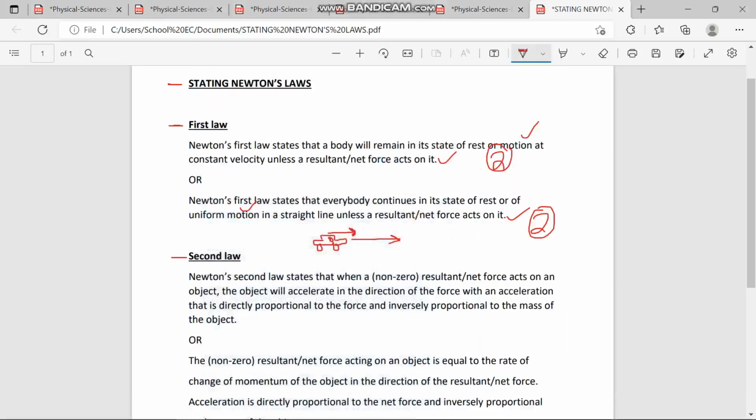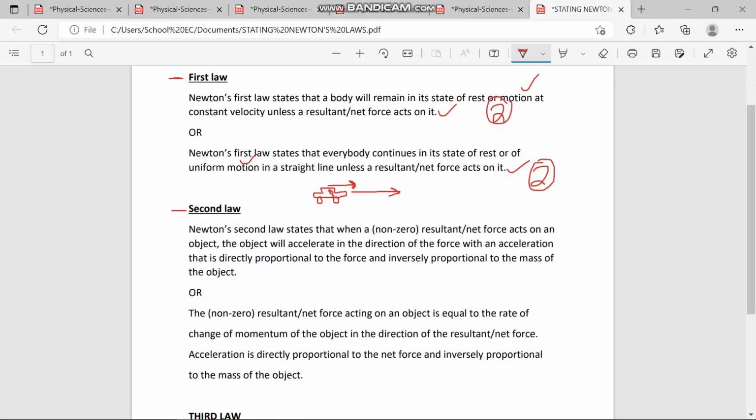Let's move to Newton's second law. Newton's second law states that when a non-zero net force acts on an object, the object will accelerate in the direction of the net force with an acceleration that is directly proportional to the force and inversely proportional to the mass of an object. That's the most popular, most usable, easiest to understand way of stating Newton's second law.